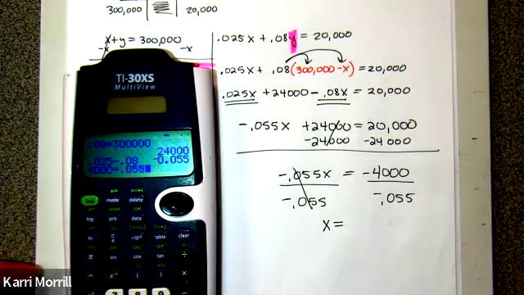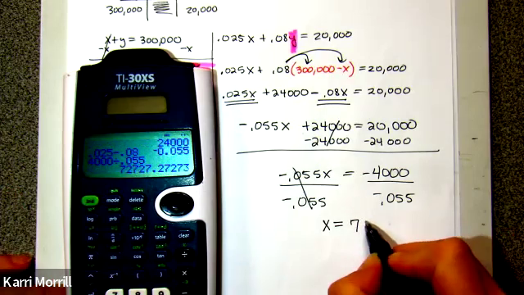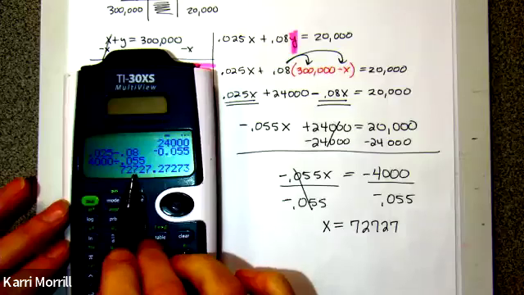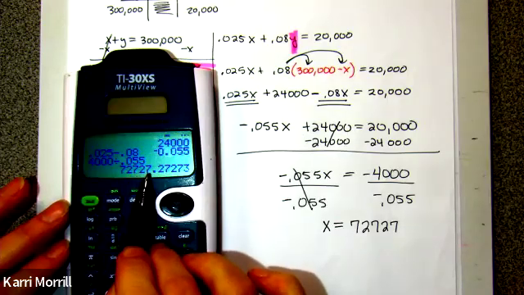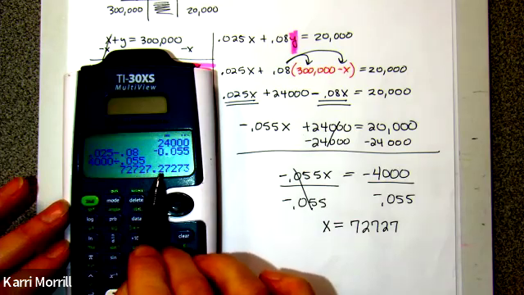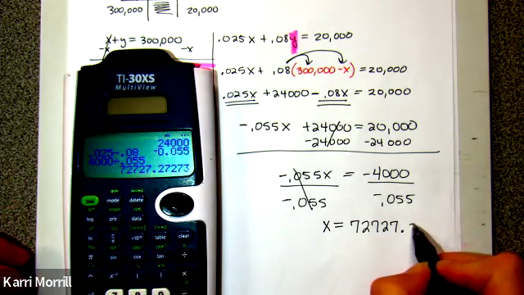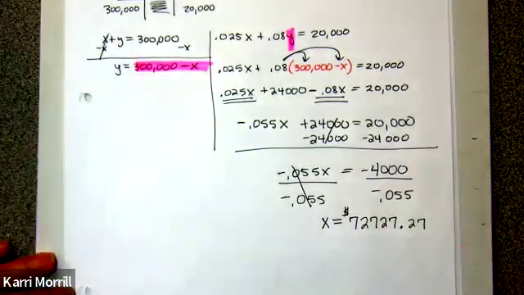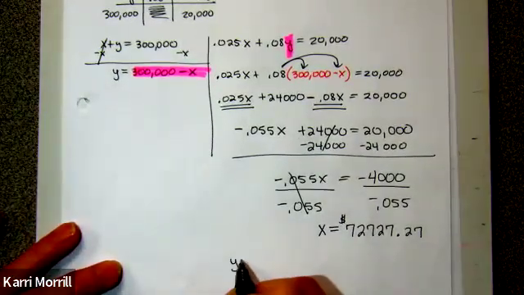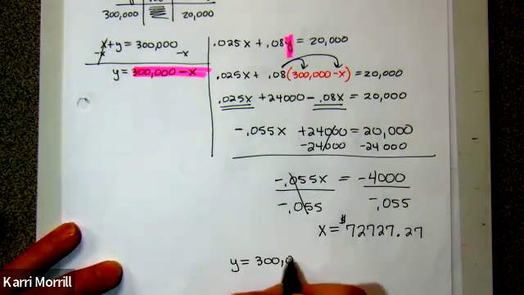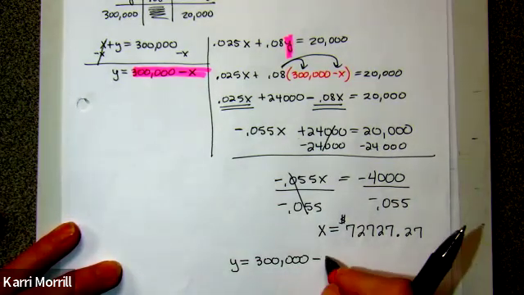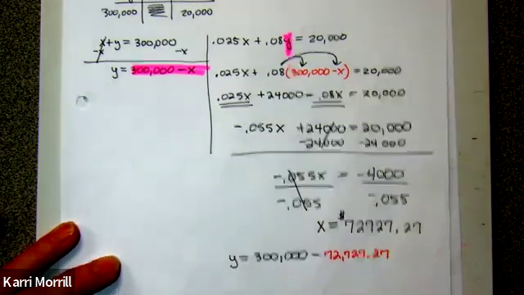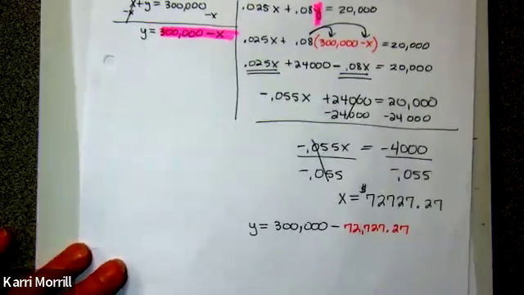4,000 divided by 0.055 is a weird number, and sometimes it's not nice and neat. A lot of times my examples are, but this would be $72,727, and we'll just round to the nearest cent because this is money, so maybe 0.27. So it's not exact, but it's an approximation. So we'll get a decimal for our Y value because we have to say Y equals 300,000 minus the 72,727.27. So we got lots of 7272727, right?